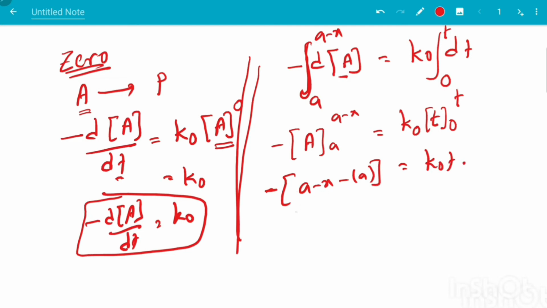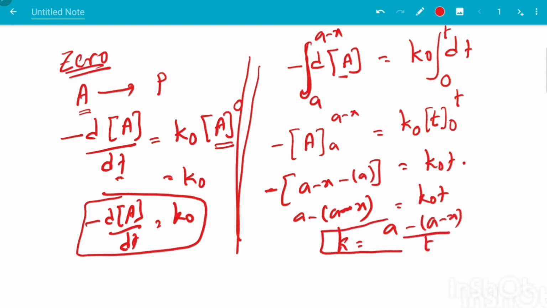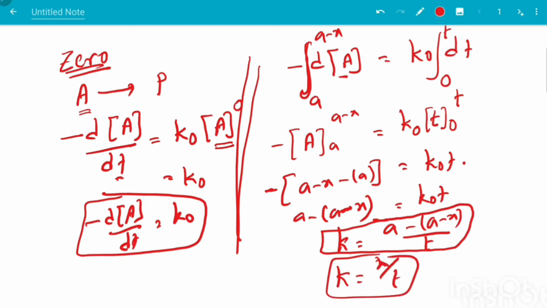Here it is minus x equal to k naught into t, then k equals x by t. It is the integral form of zero order, written as k equals x by t. Finally we get k equals x by t as the zero order formula.